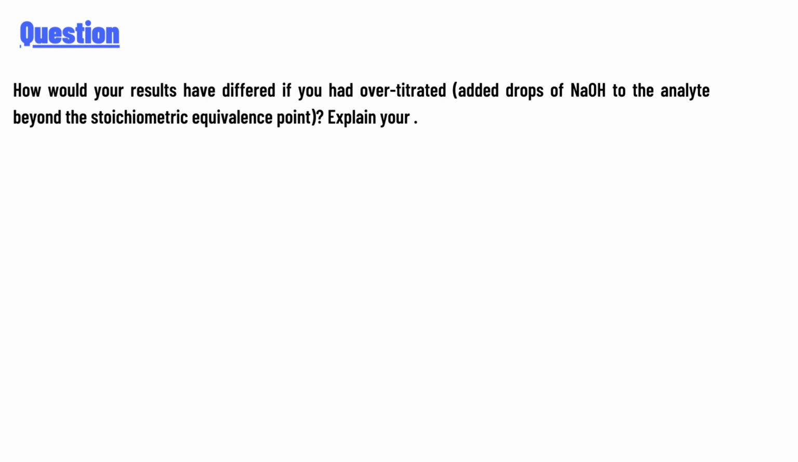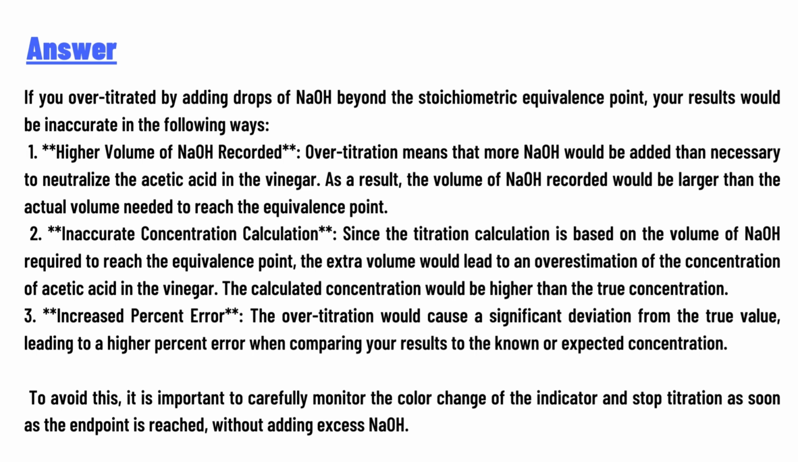The answer to the question is: if you over-titrated by adding drops of NaOH beyond the stoichiometric equivalence point, your result would be inaccurate in the following ways. 1. Higher volume of NaOH recorded. Over-titration means that more NaOH would be added than necessary to neutralize the acetic acid in the vinegar.